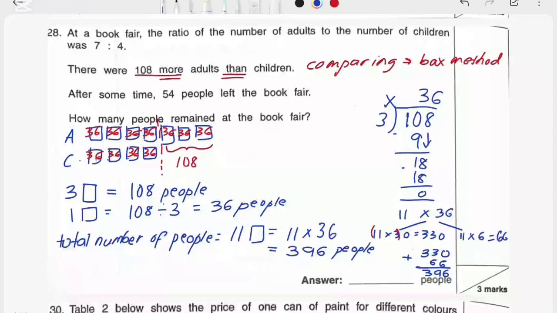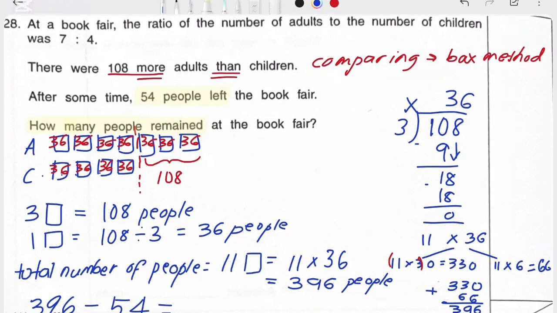There are a total of 396 people at the book fair, but that's not what the question wants. The question wants how many people remained after 54 people left. That means 396 minus 54, which is equal to 342. 342 people remained at the book fair.